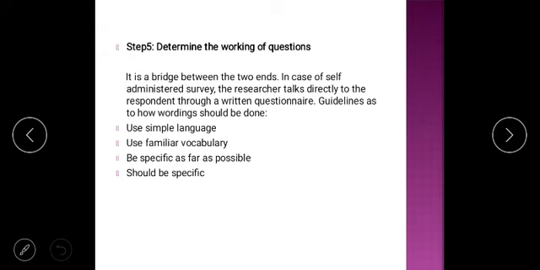The third point is to be specific as far as possible. Based on his objective, the researcher has to get a specific answer. If he is not getting a specific answer, then whatever the researcher is doing will go to waste. Next, avoid lengthy questions, because respondents may lack interest in reading them, then they will not show any interest and will forcefully give some response which is not accurate.